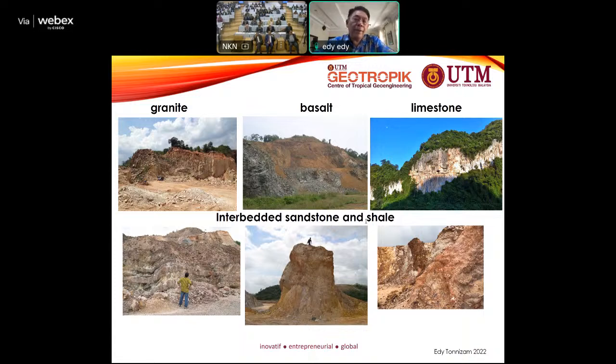And then at the lower part, you can see the sediments, the heterogeneity of the ground, where the hard layer and the soft layer are interbedded. It is much dependent on the type of rock, which later on will influence the behavior and the strength of each layer. Okay, next slide, please.